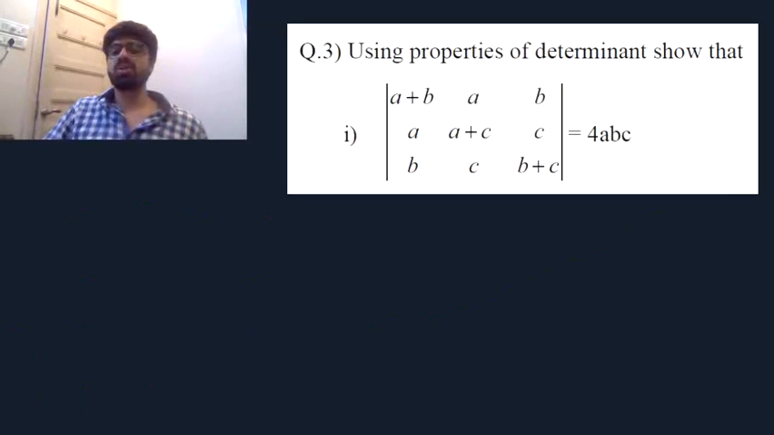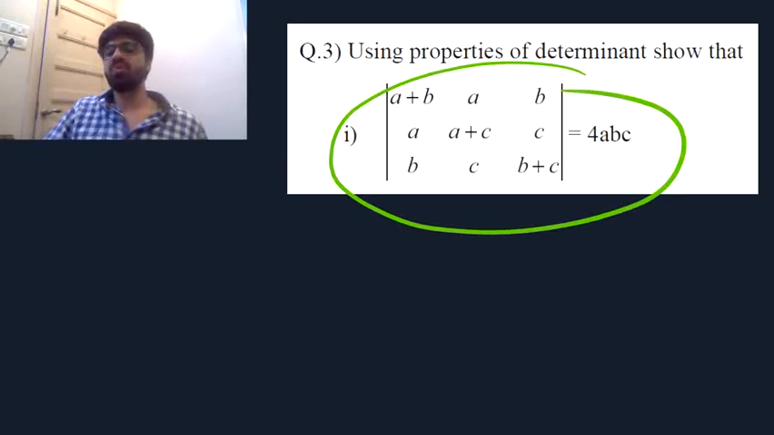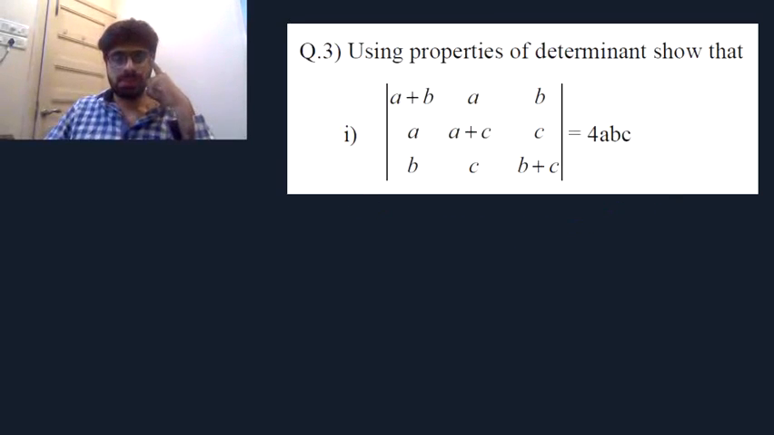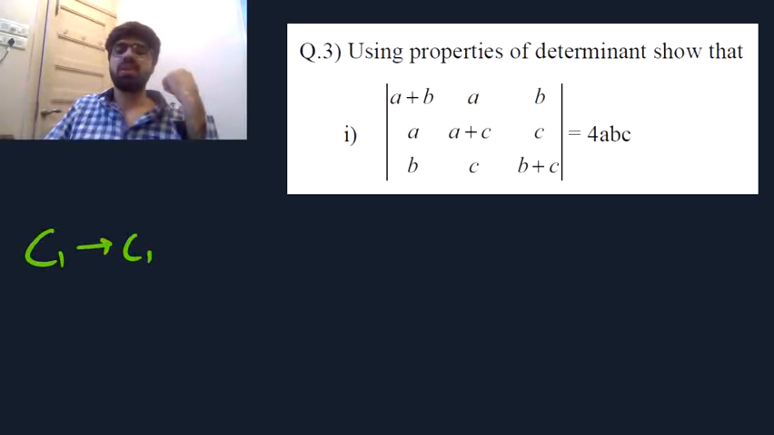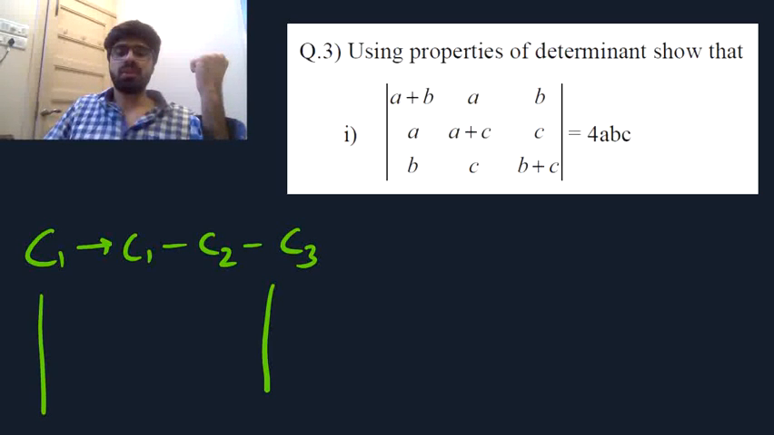In a similar way, let's go ahead with the third one. Now in the third one, we need to prove that the value for this will be 4 times abc. Okay, I think we can subtract the second and third columns from the first column. Let's see what we get. So C1, we are transforming it by going ahead with C1 minus C2 minus C3. That will make our determinant look like this.